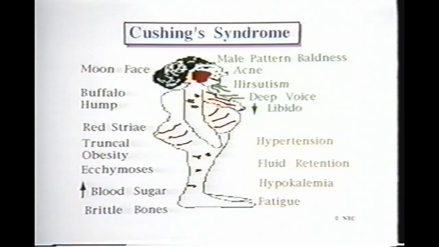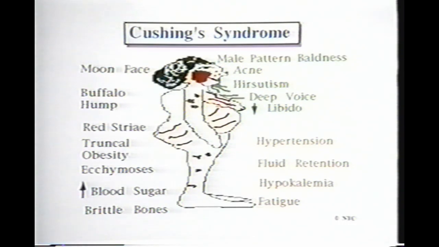She has easy bruising or ecchymotic areas. Her blood sugar is apt to be up. She develops brittle bones. And now if we move on and look at what happens with too much of the salt hormone, she gets high blood pressure, she's edematous, she has fluid retention, hypokalemia, which can cause muscle weakness, cardiac dysrhythmias, and of course a whole lot of fatigue.